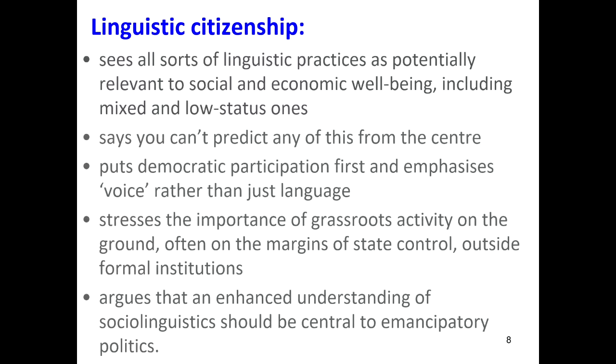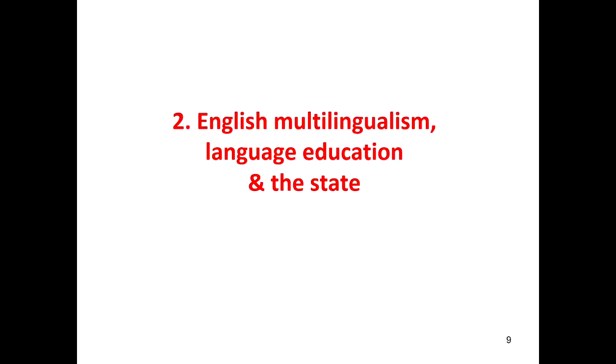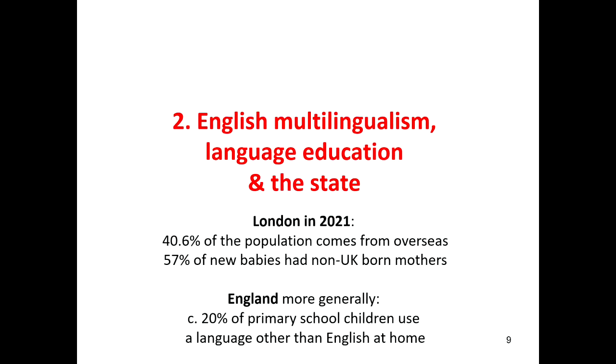Well, I'd like to begin with a broad overview of language and language education in England. Is it completely different from South Africa, so that Stroud's ideas are simply irrelevant? Here are some figures from the latest national census, 2021. In London, 40.6% of the population was born overseas. 57% of new babies had a non-UK born mother, and this diversity is spread far beyond just urban centres. It's reckoned that about 20% of English primary school children use a language other than English at home.